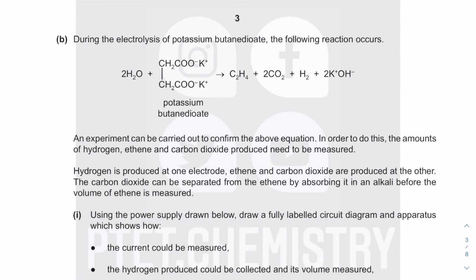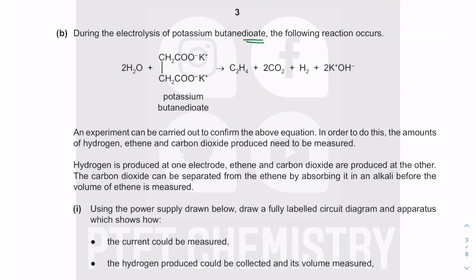So during the electrolysis of potassium butanedioate, this is a butanedioate anion. They show you the equation. You would form ethene molecule. So this is ethene. You will form carbon dioxide as a result of you losing this bit there. One carbon dioxide, two carbon dioxide, so 2 carbon dioxide. And you get the H2 as a result of, I suspect, from here. And the OH minus comes from here as well, leaving you the counter cation K plus, therefore you get KOH from there as well.